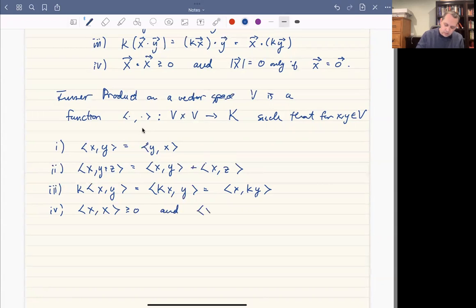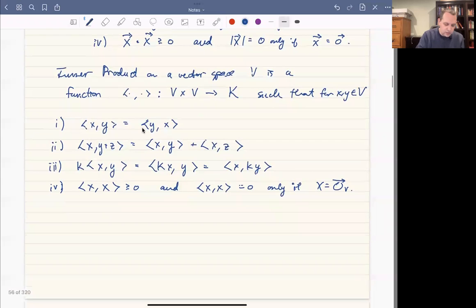And it should be 0 only if x is equal to the 0 vector in V, whatever that is. Okay, so if we're talking about a vector space of polynomials, we're talking about the 0 function. If we're talking about a vector space of matrices, we're talking about the 0 matrix. If we're talking about a vector space of Rn, we're talking about the 0 vector, right? 0, 0, 0. Anyways, so all of these 4 properties define what's called an inner product on a vector space.